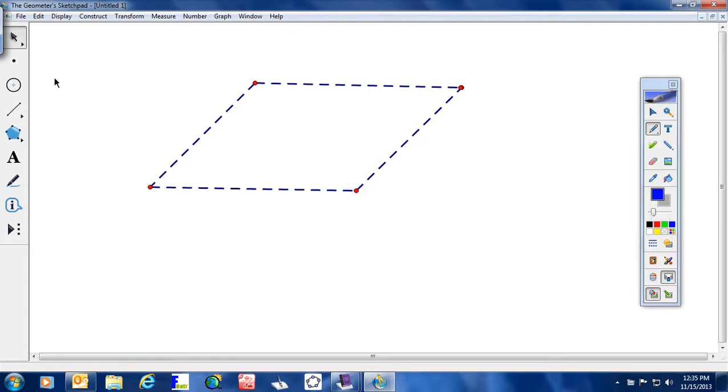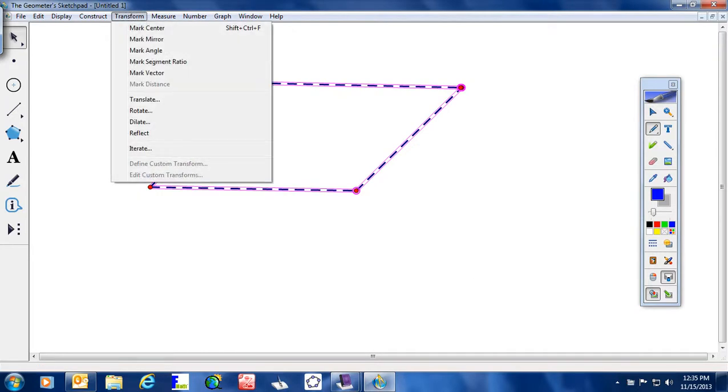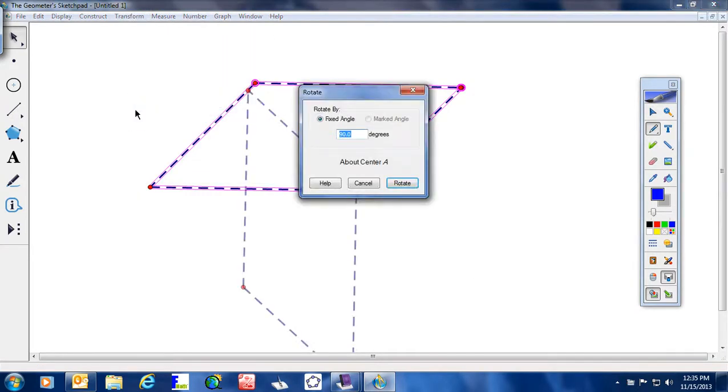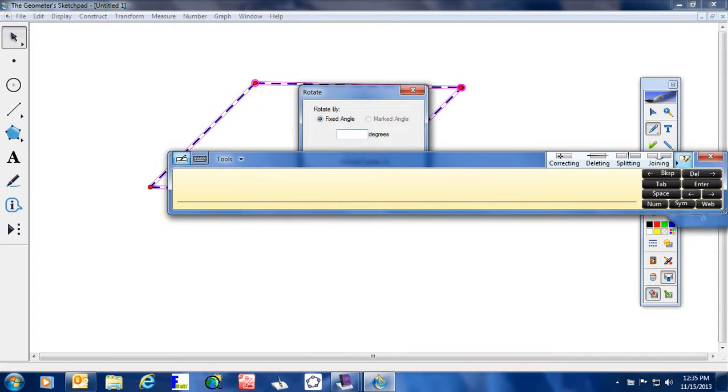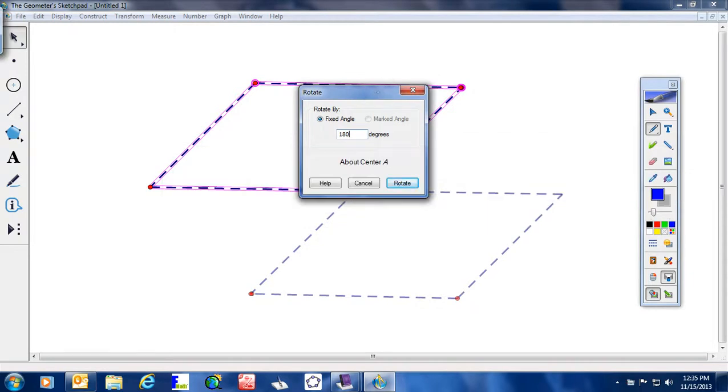Okay, parallelogram-ish, right? Okay, so if I say transform, rotate, how much are we rotating? This is interesting. 180 degrees. Insert. See how it's the same shape? Yes. I think you can rotate anything 360 degrees and it will be the same. But yeah, 180, it's back in the same spot, but in a different orientation.